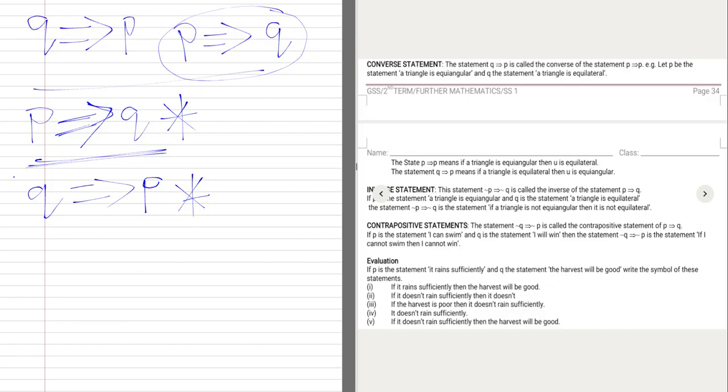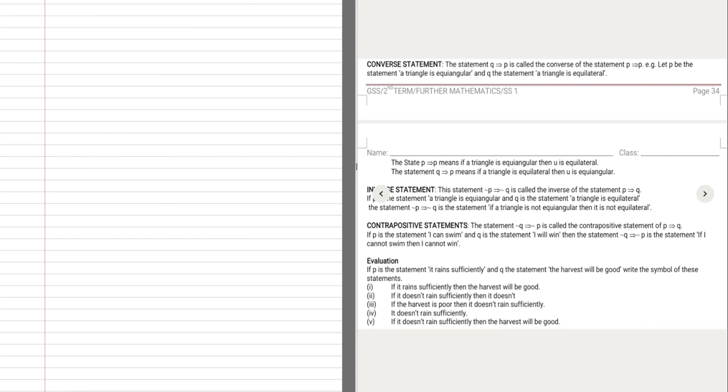So for inverse, the statement P... look at this, don't forget what this sign means. It means negation. Are you seeing that now? So this means negation of P. It says that the negation of P conditional to the negation of Q is called the inverse of P conditional to Q. Yes or yes? Yes, it is true.